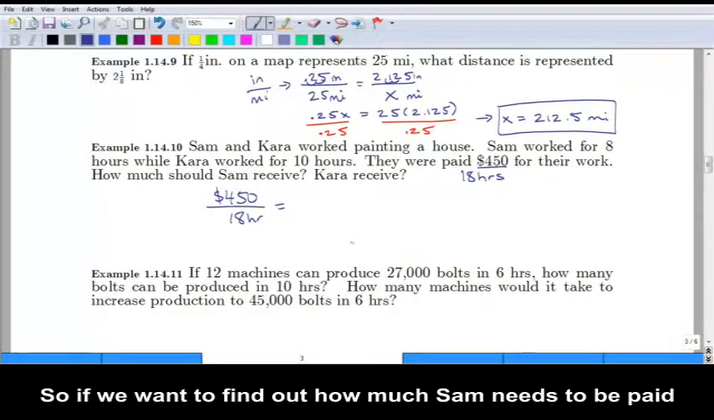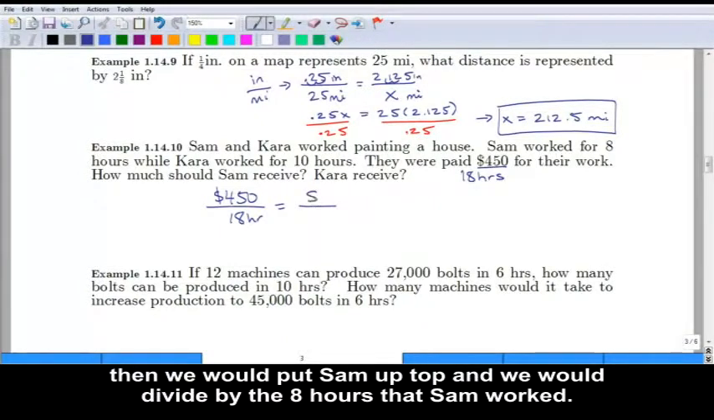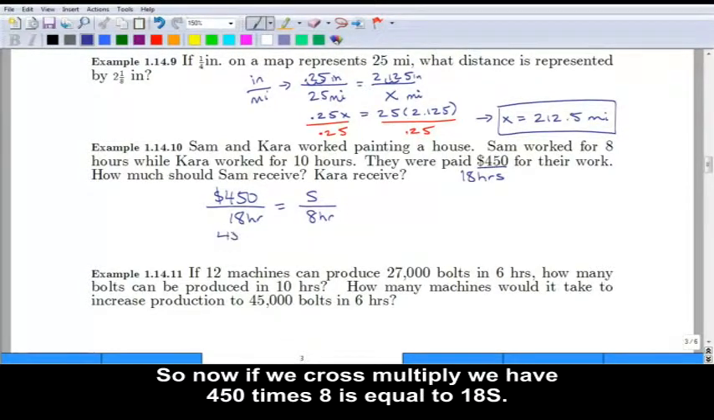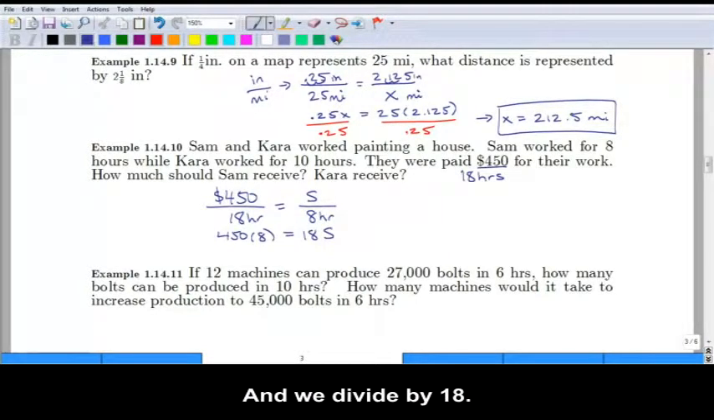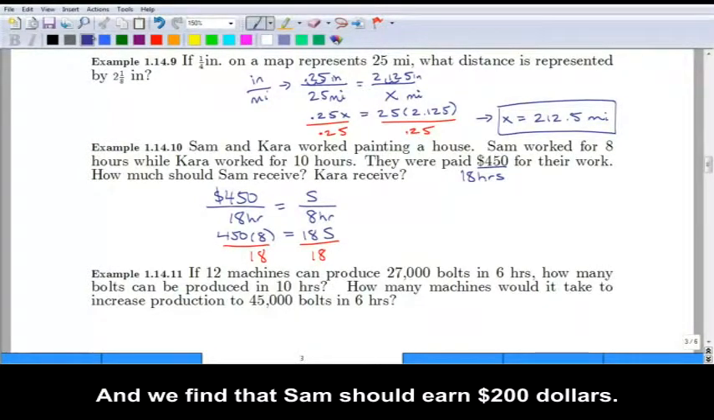So if we want to find out how much Sam needs to be paid, then we would put Sam up top and we would divide by the 8 hours that Sam worked. So now if we cross multiply, we have 450 times 8 is equal to 18s, and we divide by 18, and we find that Sam should earn $200.